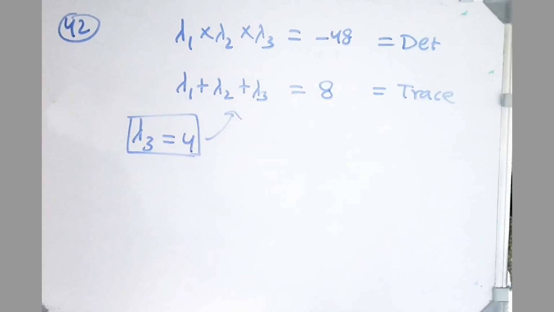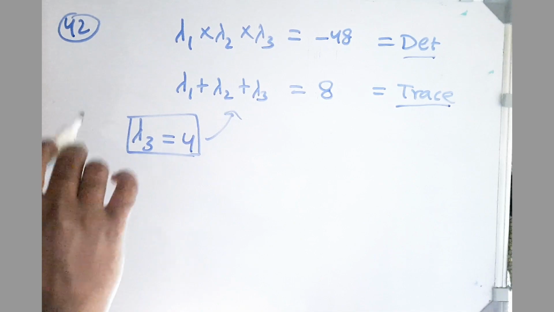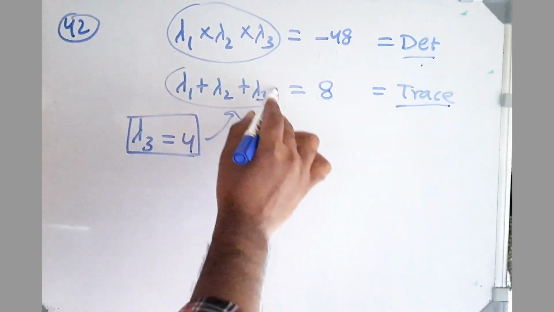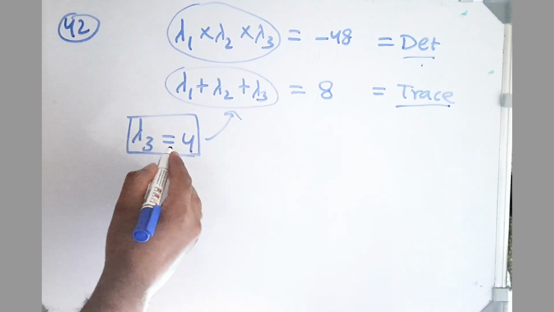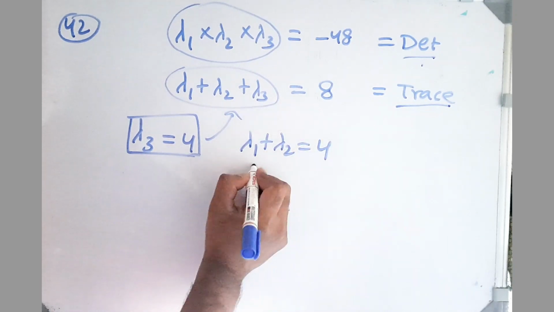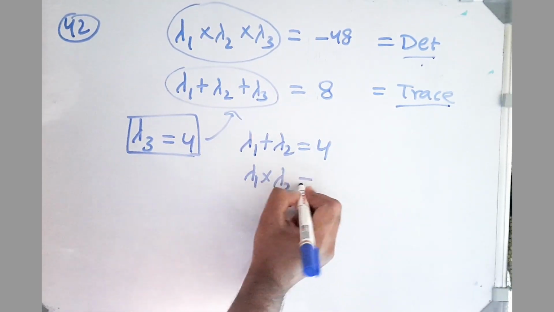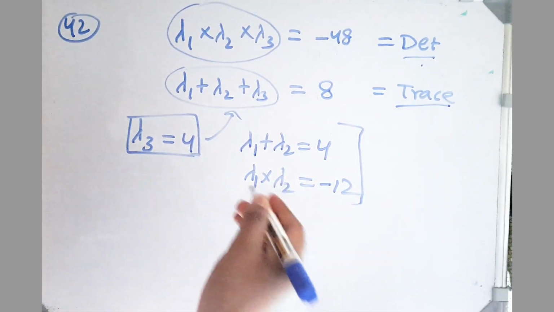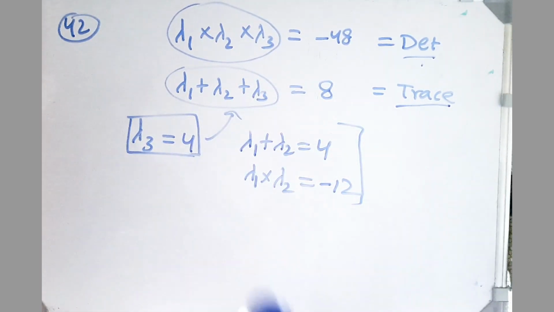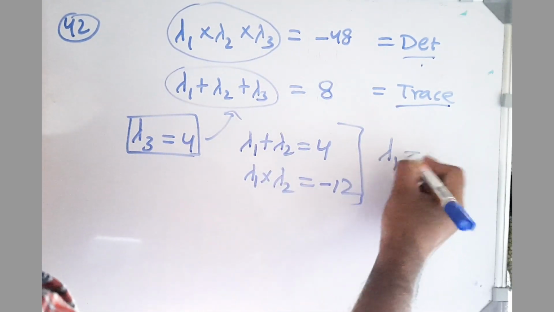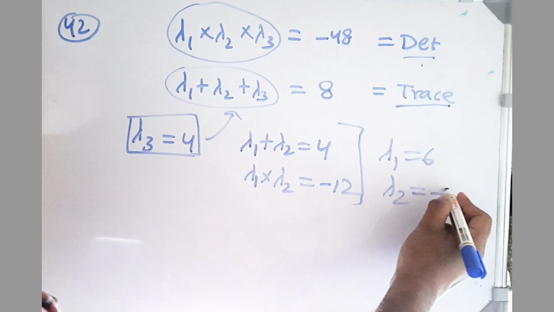Friends, question number 42, given the determinant of the matrix and the trace of the matrix, and one eigenvector is also given, we need to find the other two. So determinant is the product of all the eigenvalues and the trace is the sum of all the eigenvalues. So on substituting lambda 3 is equal to 4, we get lambda 1 plus lambda 2 is equal to 4 and lambda 1 into lambda 2 is equal to minus 12. So from the options we can directly check this, or we can solve using lambda 1 minus lambda 2. We can find lambda 1 minus lambda 2 and from there also we can find, but directly from the options we get lambda 1 is equal to 6 and lambda 2 is equal to minus 2.